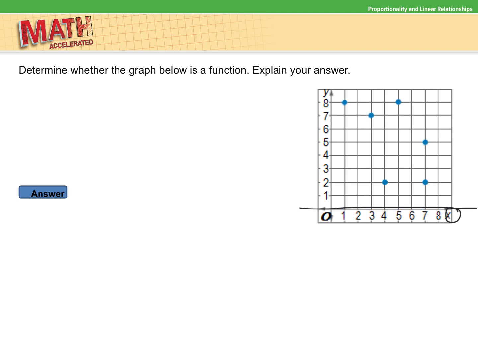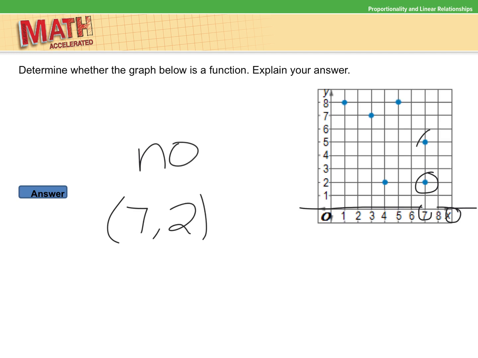How many solutions should each x value have? 1. We pointed out here that 7, if you look up, has 2. So is that a function? No, because it should only have 1. If I wrote this as an ordered pair, how would I write this as an ordered pair?